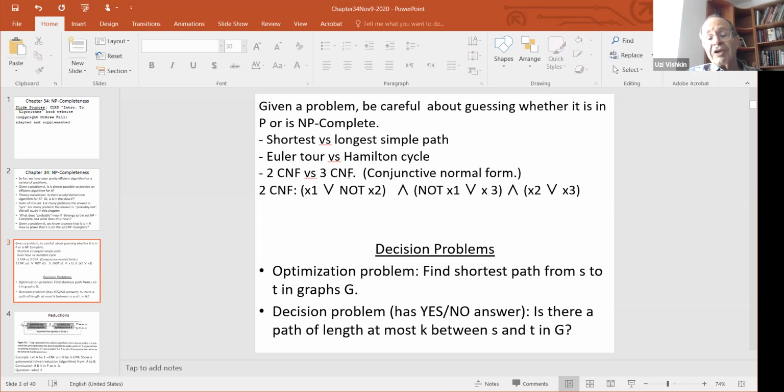So what is 3CNF? 3CNF will allow me to have in each of these sets of parentheses 3 literals instead of 2. So here, for example, it can be x1 or not x2 or x4. Okay, so you should have 3 literals per parenthesis. And the same here. You're allowed to have 3 and 3 here.